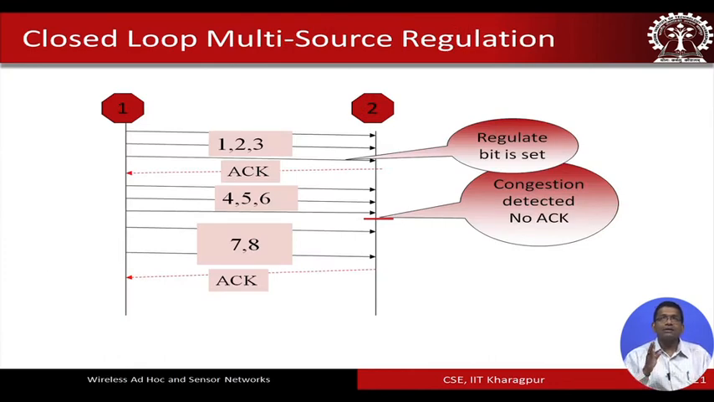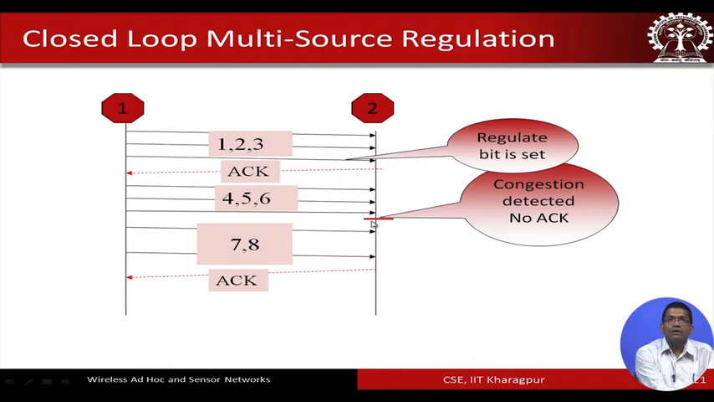And the second thing is that after this open loop approach, the closed loop approach is followed, where the source node is explicitly notified. In this particular case, let us consider we have a scenario like this. We have node 1 and node 2. Let us say that 3 packets 1, 2 and 3 are sent, and then the corresponding acknowledgement is sent back. Then 4, 5, 6, and after 4, 5, 6, as you can see over here, no acknowledgement is sent because congestion has been detected.